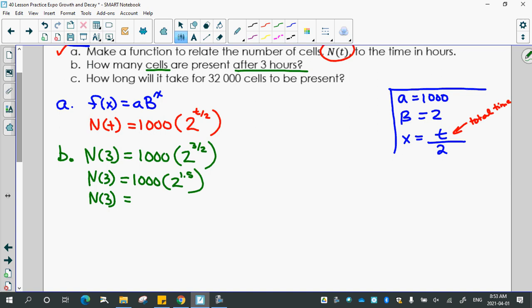So 1,000 times 2 to the power of 1.5 is approximately, so we'll round to the nearest cell, 2,828. So therefore, after 3 hours, there are approximately, I'm going to use just approx with a dot, approximately 2,828 cells.